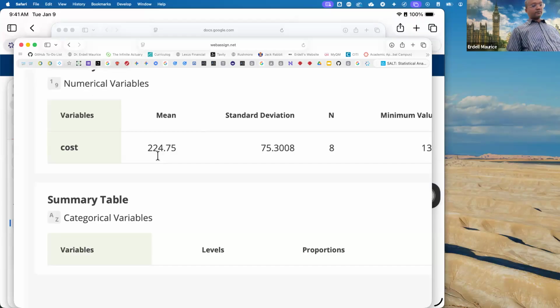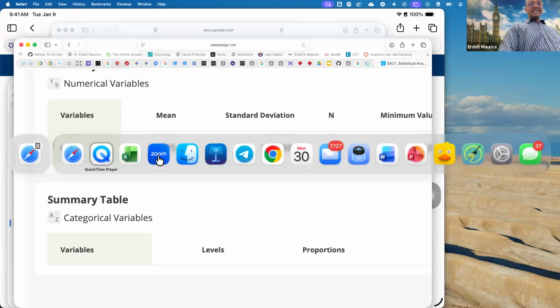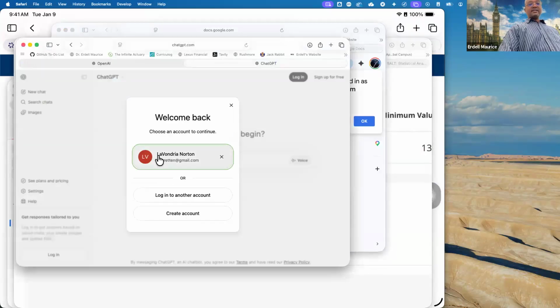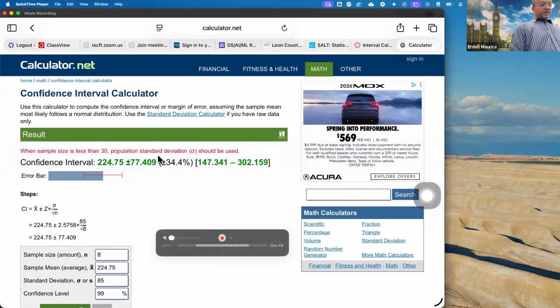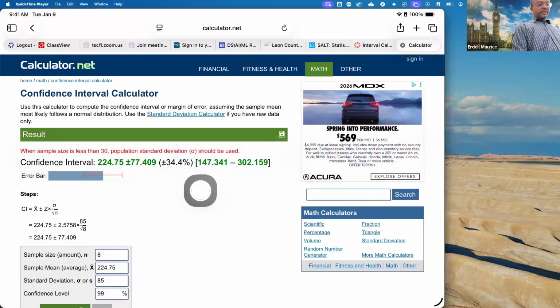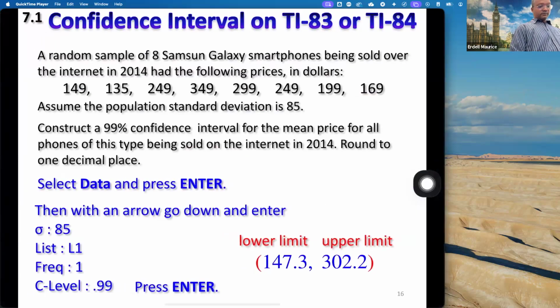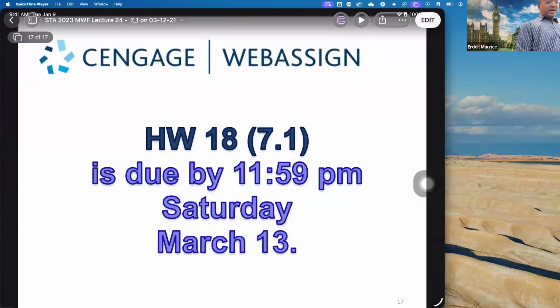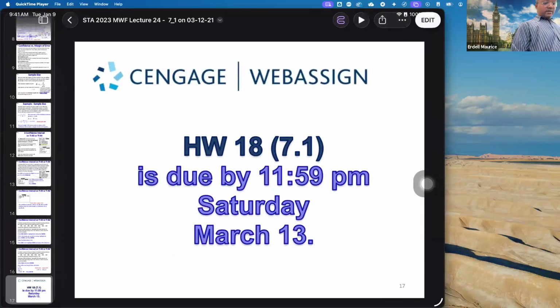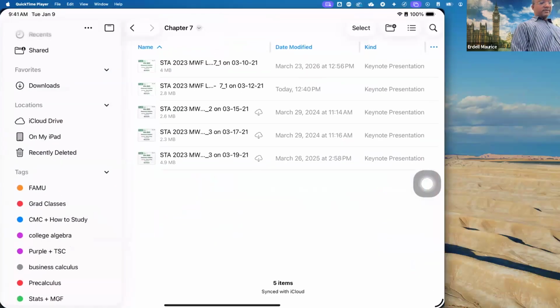All right, cool. I am looking for a quick time. There we go. All right, so there you have it right here. Between here and here, that's going to be your confidence interval. All right, so that's the end of 7.1. We will get started on 7.2.